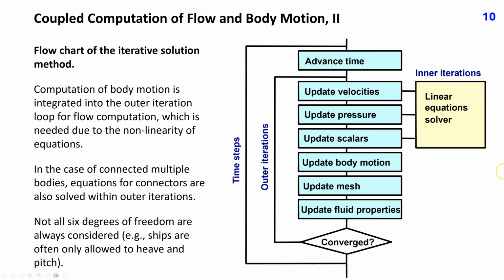This figure shows the flow chart of the iterative solution method. Computation of body motion is integrated into the outer iteration loop for flow computation, which is needed anyway due to the nonlinearity of equations. In the case of connected multiple bodies, equations for connectors are also solved within outer iterations. Not all 6 degrees of freedom are always considered. For example, ships are often only allowed to heave and pitch, assuming that other motions are negligible.